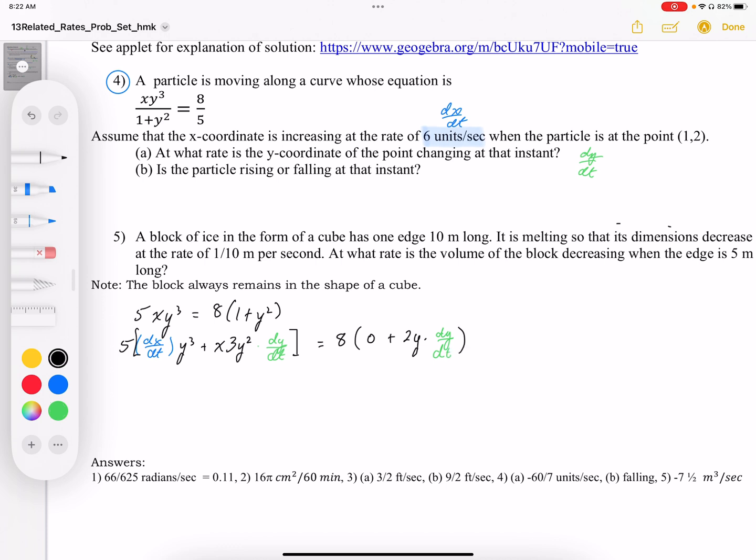So then I can just rearrange this, plug in my dx by dt, plug in my x and y coordinates, and then solve for dy by dt. So I'm going to do that first. I'm going to just replace all the known parts. So this is going to be 6 units per second. The y is equal to 2. x is equal to 1. y is equal to 2. And then there's my dy by dt that I want to solve for.